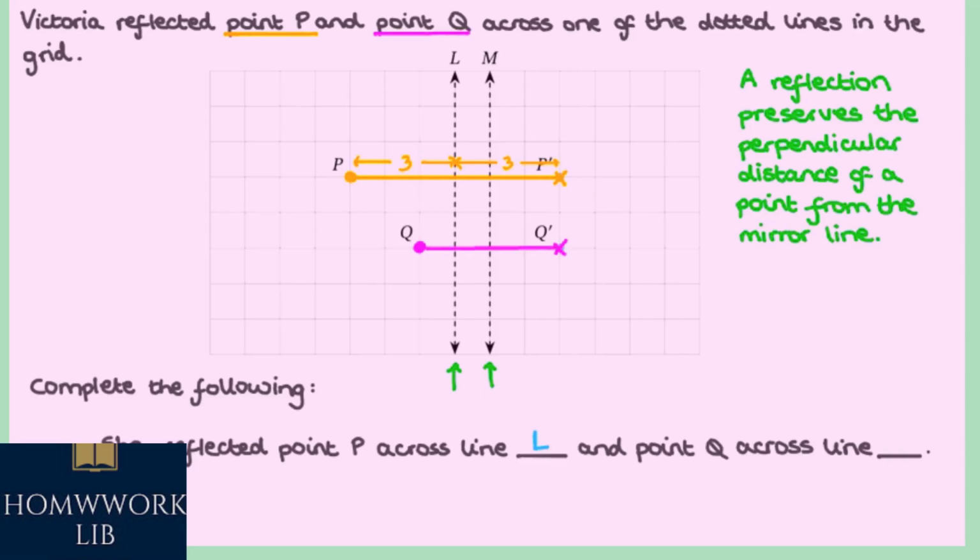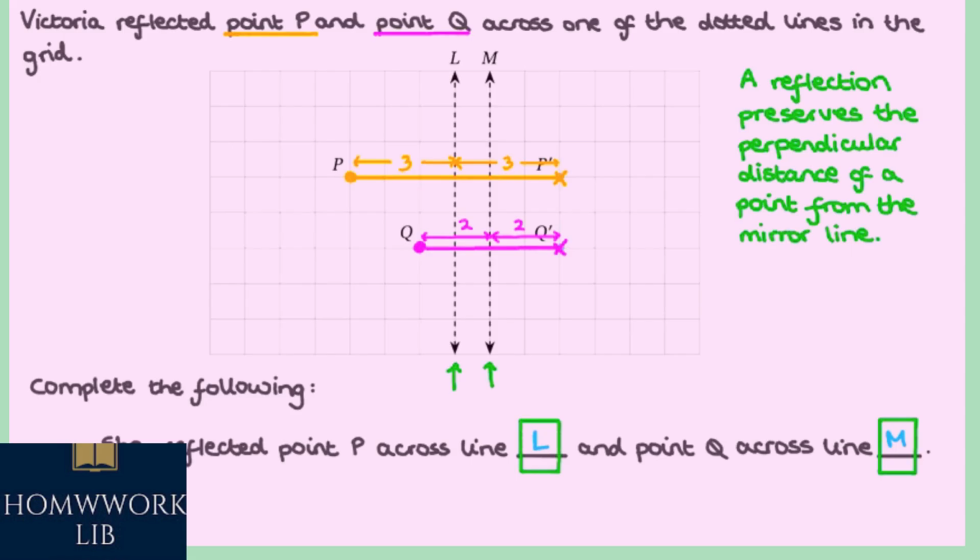Next, we consider point Q, and we can draw in the line segment connecting Q and Q'. This time, we can see that line M passes through the midpoint of this line segment, and that points Q and Q' are each 2 squares horizontally away from line M. So, for point Q, the mirror line was line M.